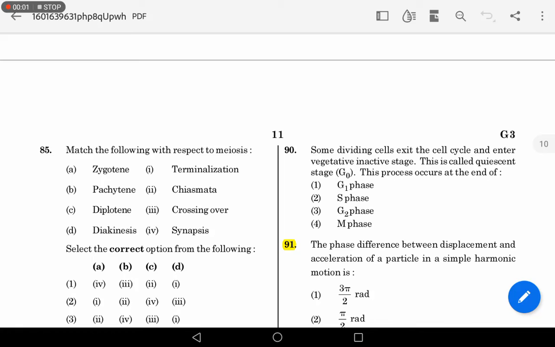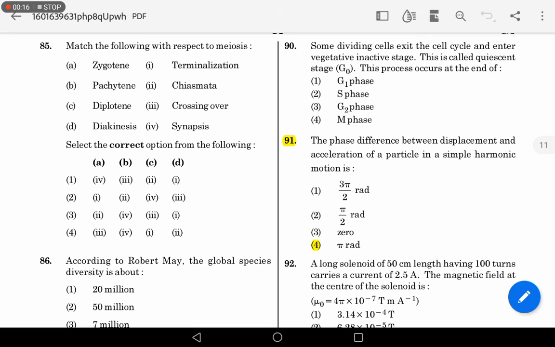Hello friends, in this video we are going to see the questions that were asked in NEET 2020 from the NCERT textbook, and also the proof that the questions are asked from the NCERT text lines. Now this question is from the NCERT physics textbook part 2, class 11.